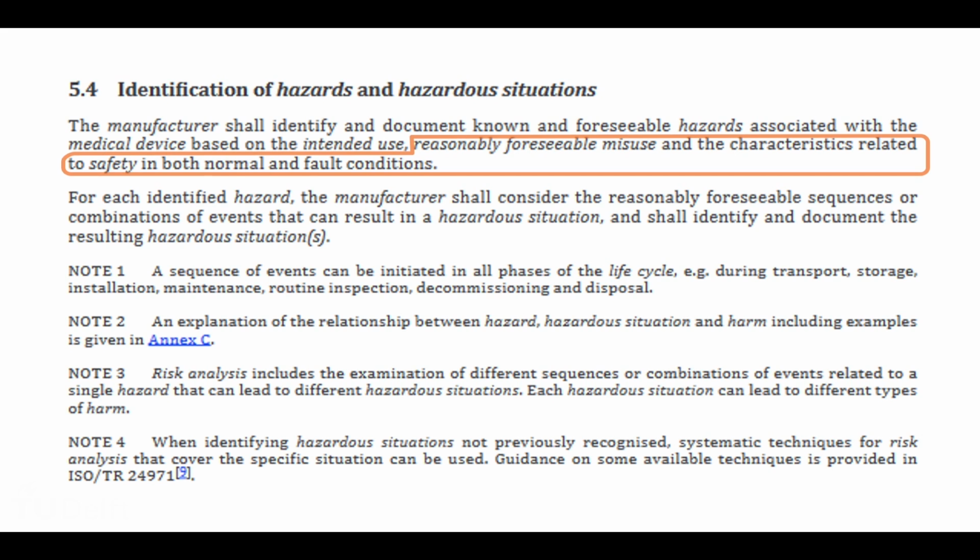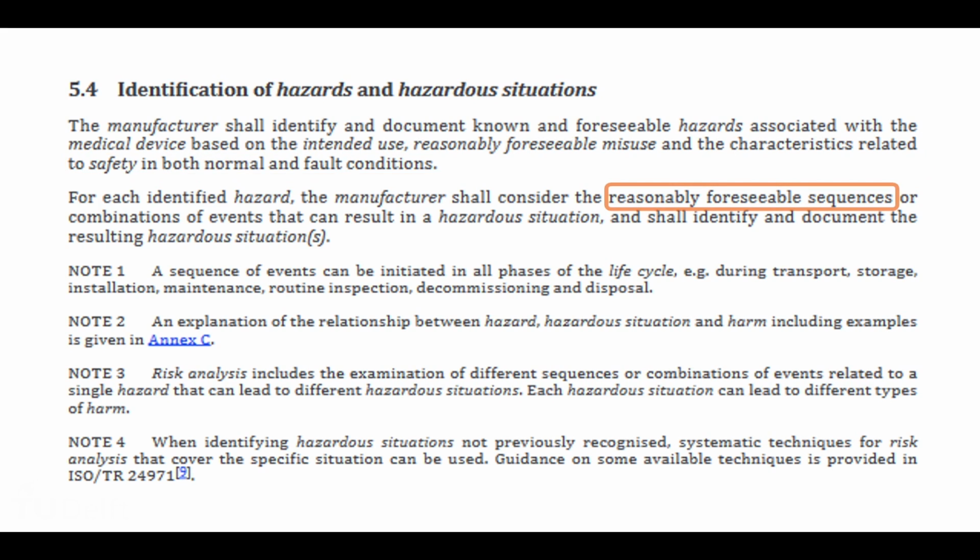And for these hazards, we must consider any reasonably foreseeable sequence or combination of events that can lead to a hazardous situation. And as you see in note 3, of course, the harm that could come from it. And lastly, but very importantly, we must do so for the entire life cycle of the device.